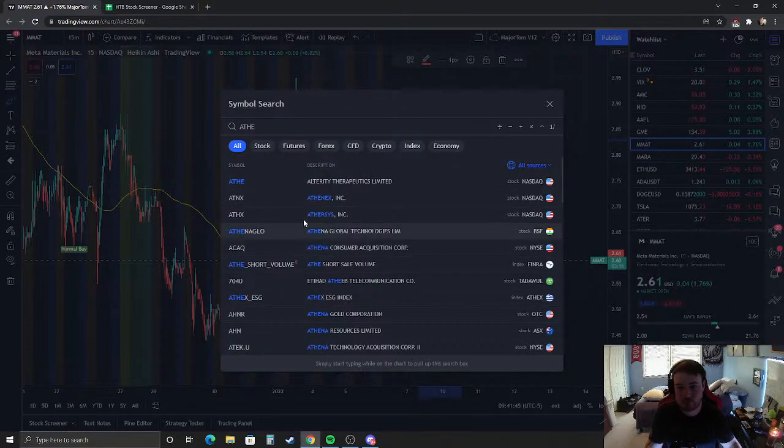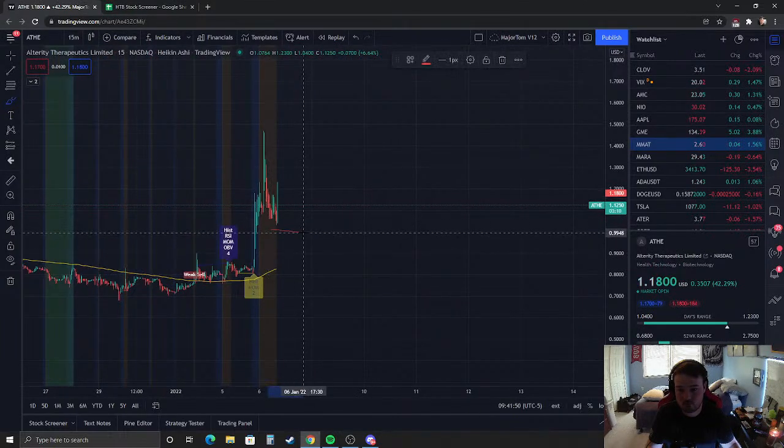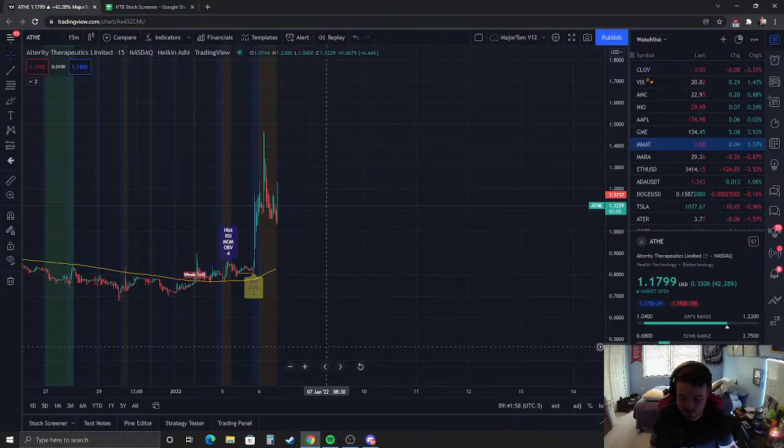ATHE. This stock looks like it's trading off of news because the charting doesn't make sense. Probably had a news release or something, yeah?